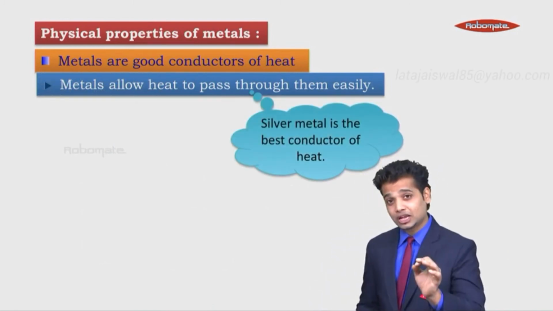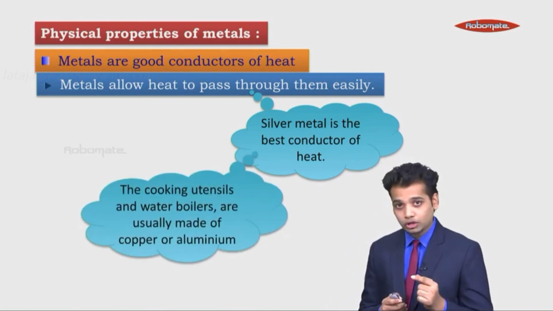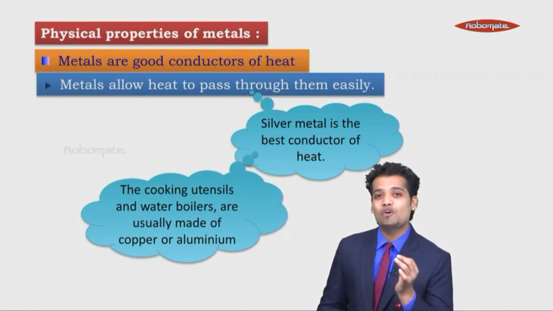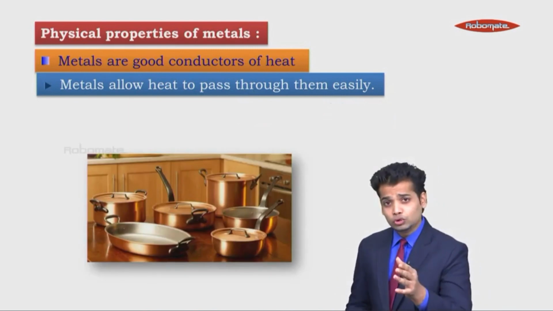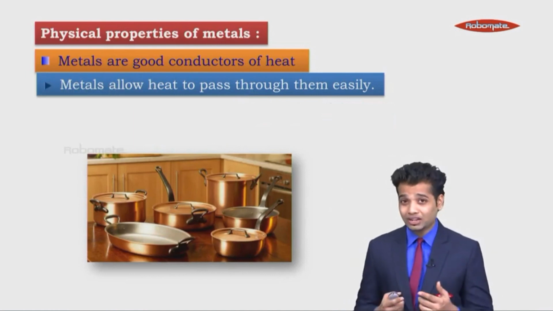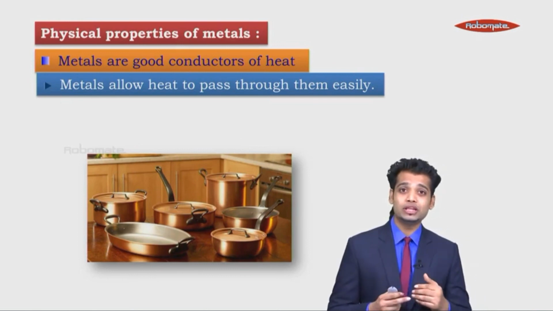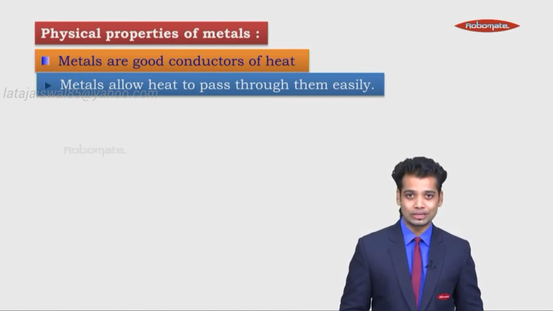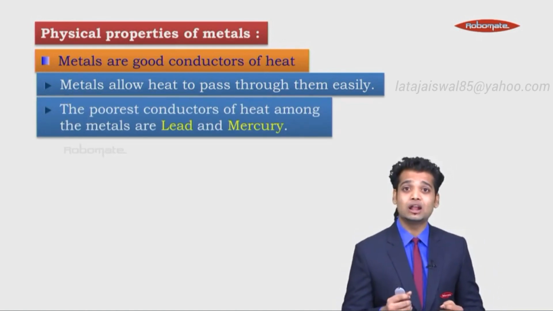Silver metal is the best conductor of heat, but because of its expensiveness, you cannot use it much. So cooking utensils and water boilers are made up of copper and aluminium. Now, you don't see those copper vessels at your homes much. Why? Because they are expensive. But for the hotel industry, copper vessels are a must. Imagine people waiting in queue for their food. They have to cook foods faster, hence they use copper vessels. The poorest conductors of heat among metals are lead and mercury.